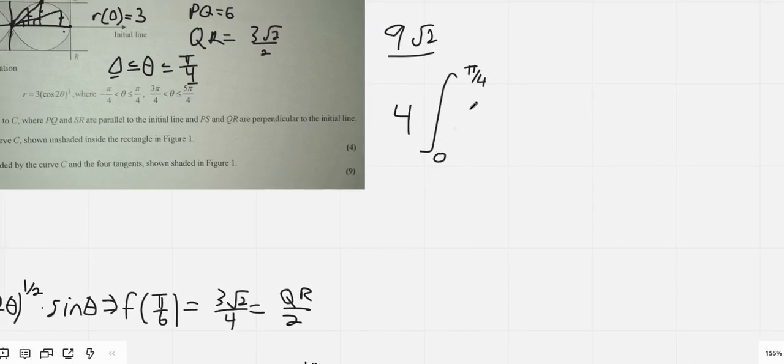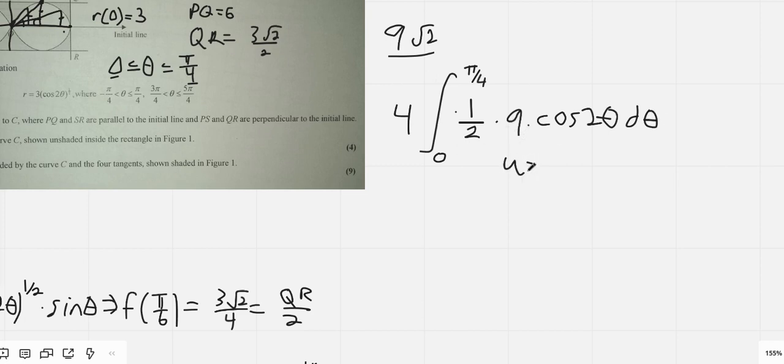So now we just have to plug in, so we have 1/2 r squared is, finally we get rid of that square root, and so we get 1/2 and then 9 times the cosine of 2 theta d theta. This is the integral we now have to evaluate.